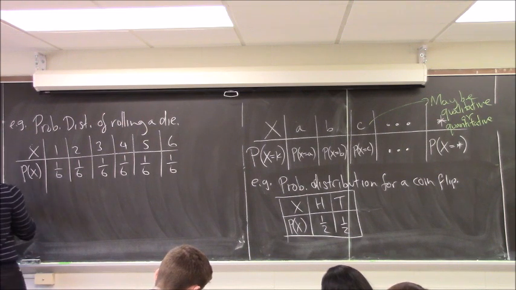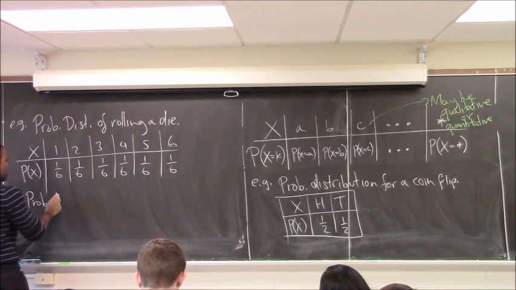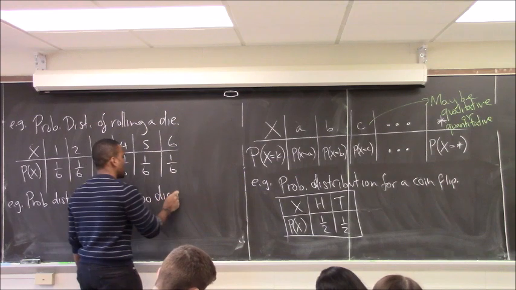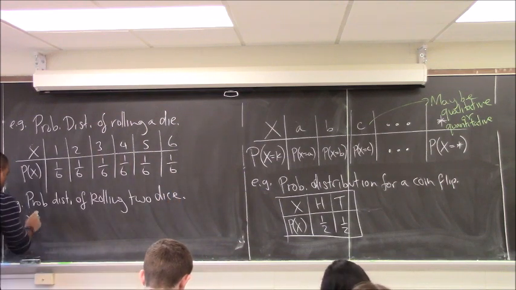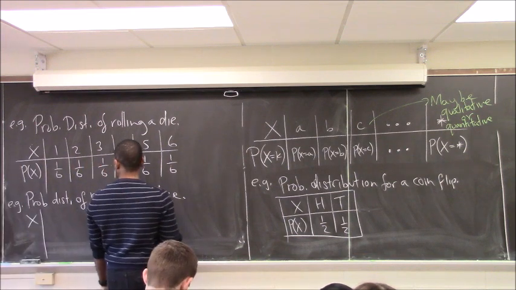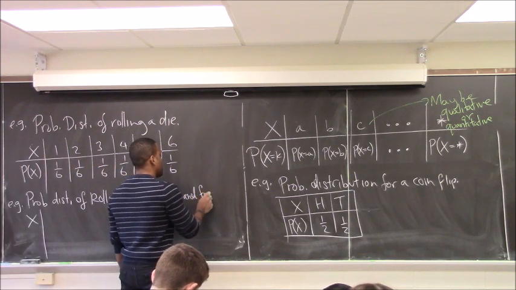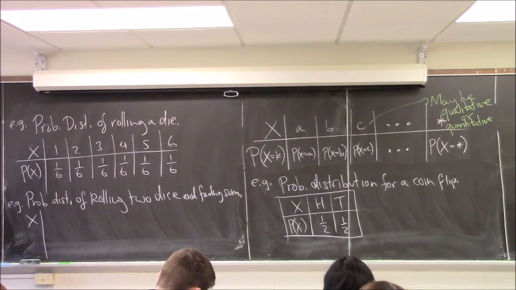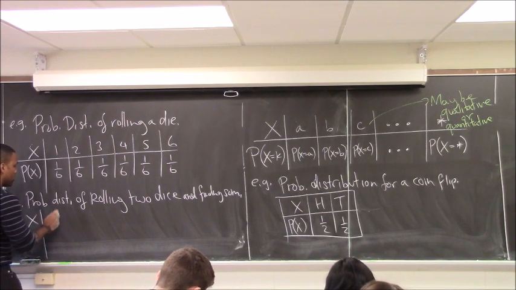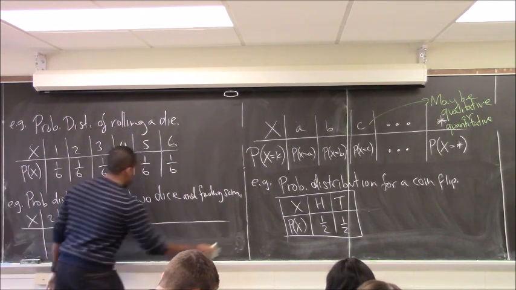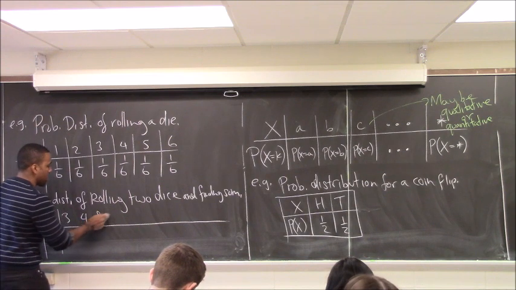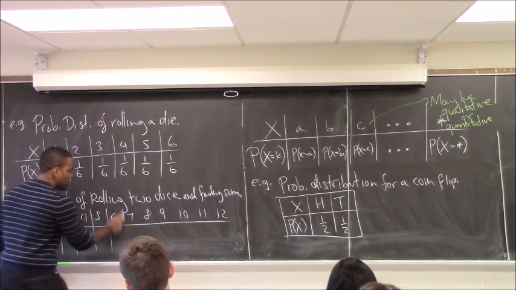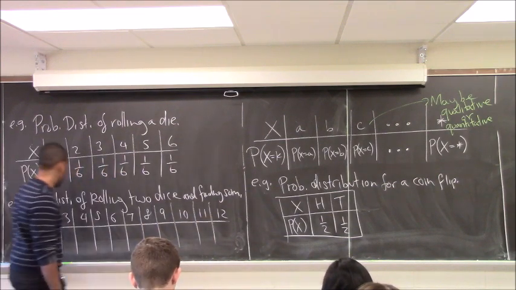I could do, for example, the probability distribution of rolling 2 dice and finding the sum. What are the possible outcomes in this situation? It's an experiment we've done before. 2 through 12. Right, so when I'm rolling the dice, the outcome can be 2 or 3 or 4 or 5 or 6 or 7 or 8 or 9 or 10 or 11 or 12. So this would be a table with 12 columns or 11 columns, whatever.